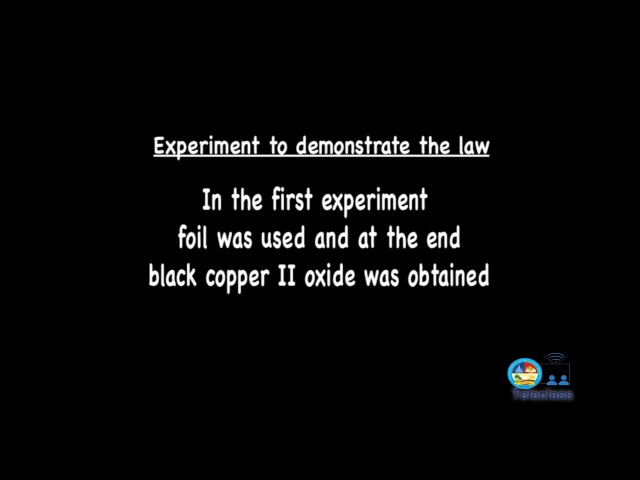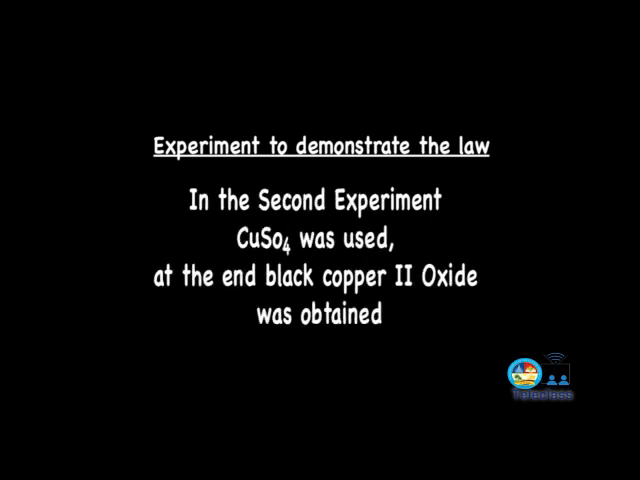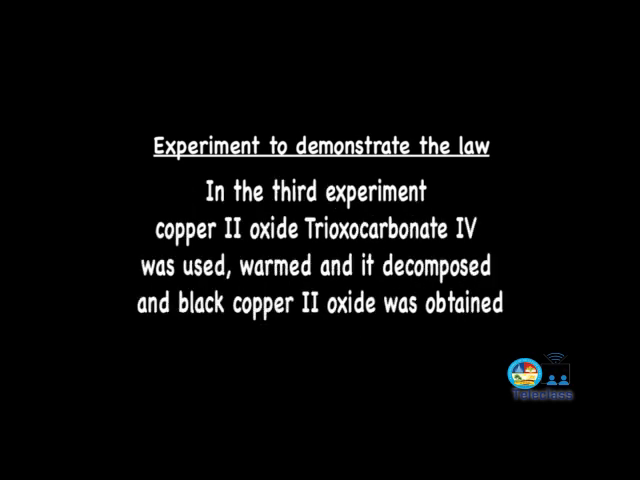In the first experiment that was carried out, copper foil was used, HNO3 was added and it was put inside a fume cupboard, and at the end, black copper(II) oxide was produced. In the second experiment, copper(II) tetraoxosulphate(VI) reacted with sodium hydroxide, and at the end, black copper(II) oxide was produced. And in the third experiment, copper(II) trioxocarbonate(IV) was used, and at the end, black copper(II) oxide was produced. So these three samples of copper(II) oxide were produced using different methods.